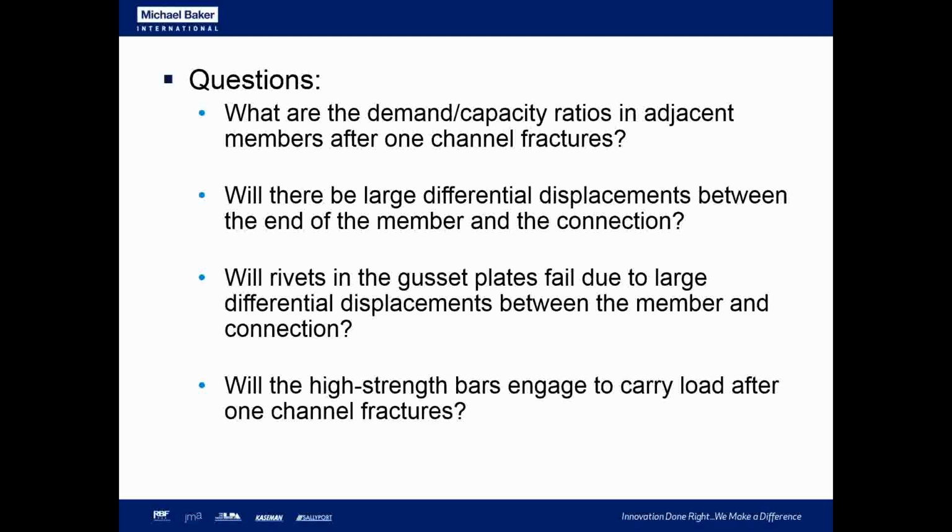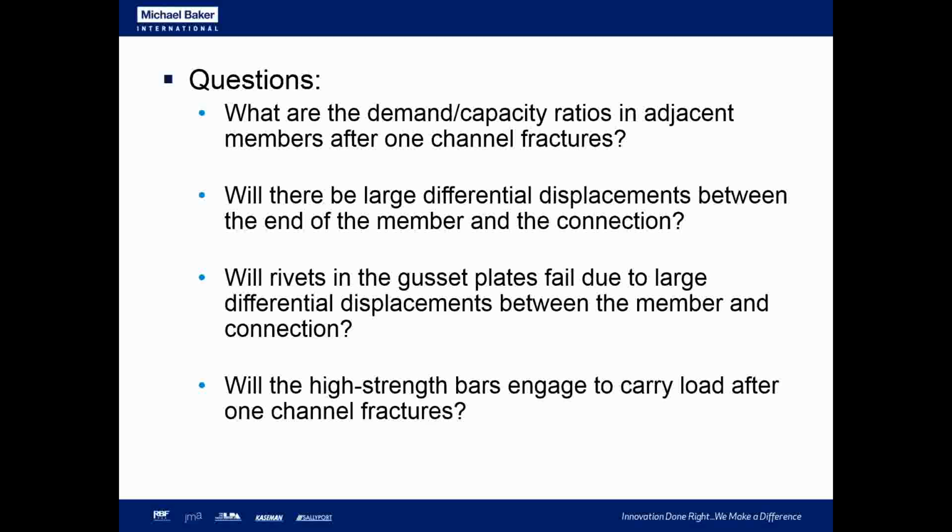We also wondered, the high strength bars are going to have smaller areas than the existing steel, which is A7 steel, 33 KSI strength, versus a 150 KSI bar. So would there be large differential displacements between the end of the member and the existing steel of the connection? And if there were, would that cause the rivets and the gusset plates to fail due to large displacements?